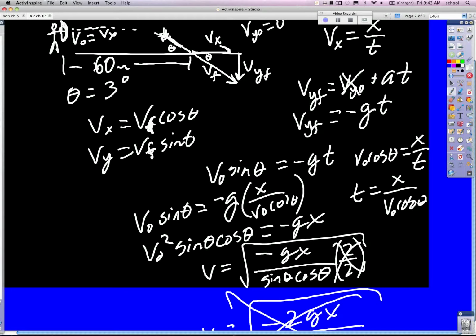Maybe I'm going too fast. Oh, because V is also negative. Yeah, so the negatives cancel. Vy final is negative. This is a negative value. So there's two negatives in that equation. Negatives cancel. G is 10. G is not negative. That's A is negative G.